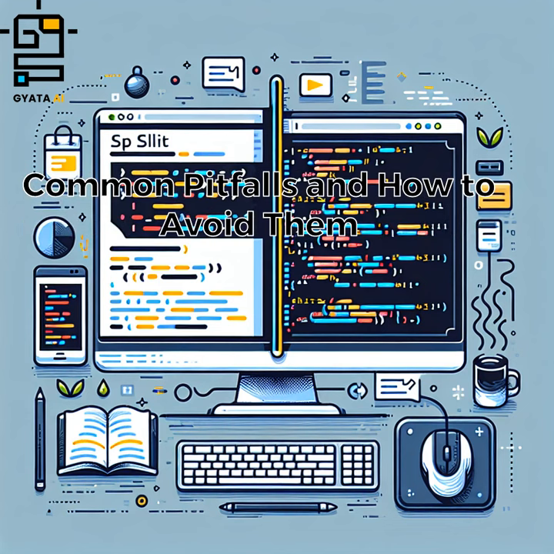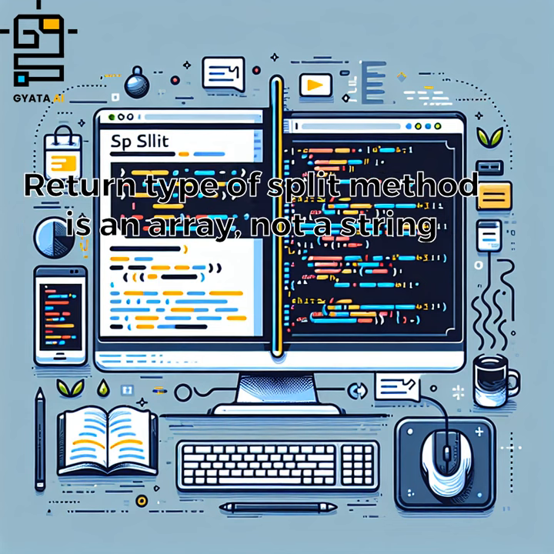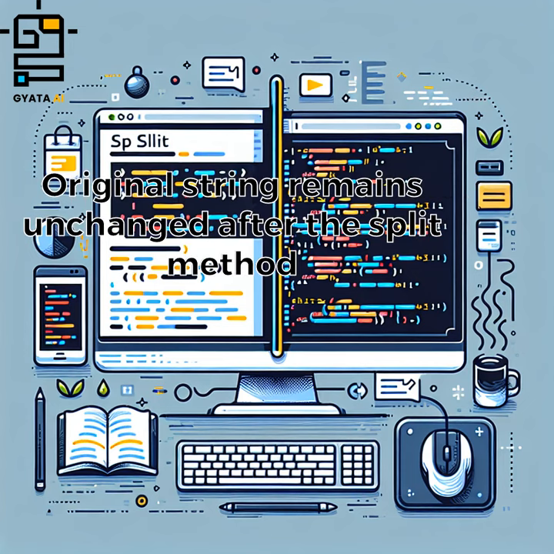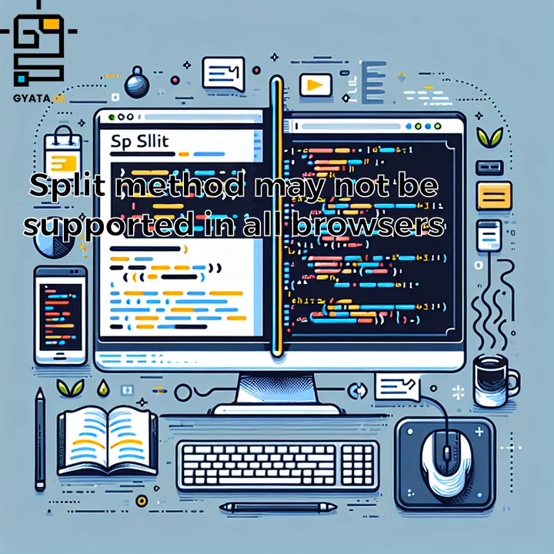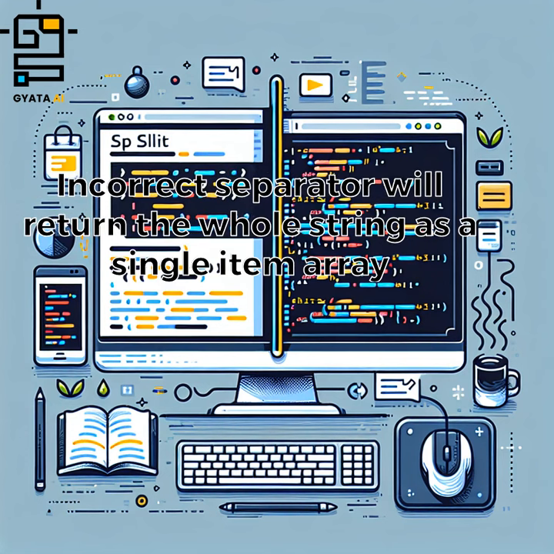Common pitfalls and how to avoid them. The return type of the split method is an array, not a string. The original string remains unchanged after the split method. The split method may not be supported in all browsers. An incorrect separator will return the whole string as a single item array.